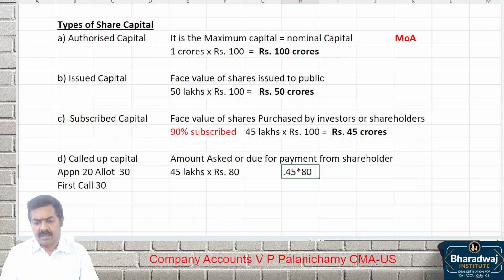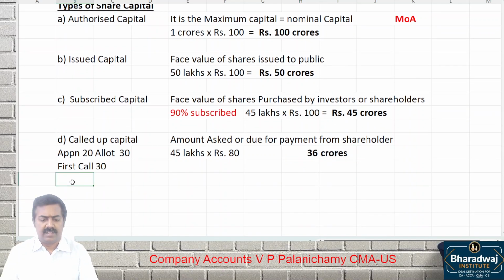This will give us called up capital. 36 crores. This is called as which capital? Called up capital. Next, paid up capital.